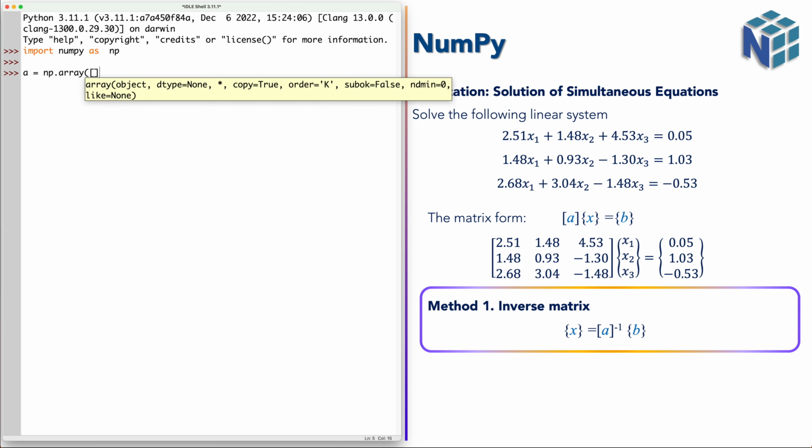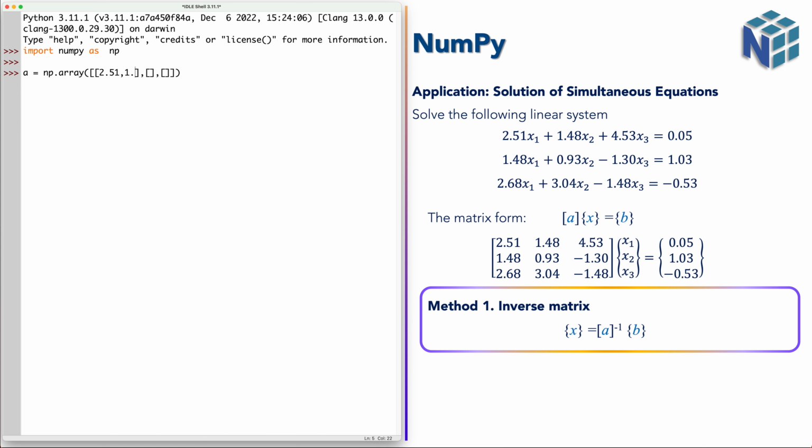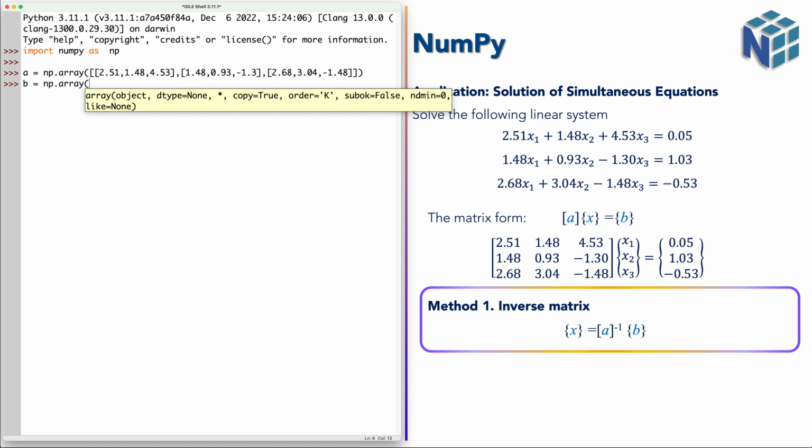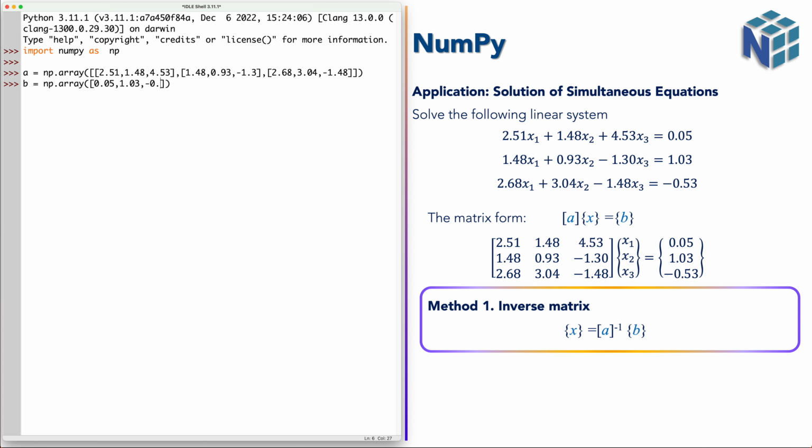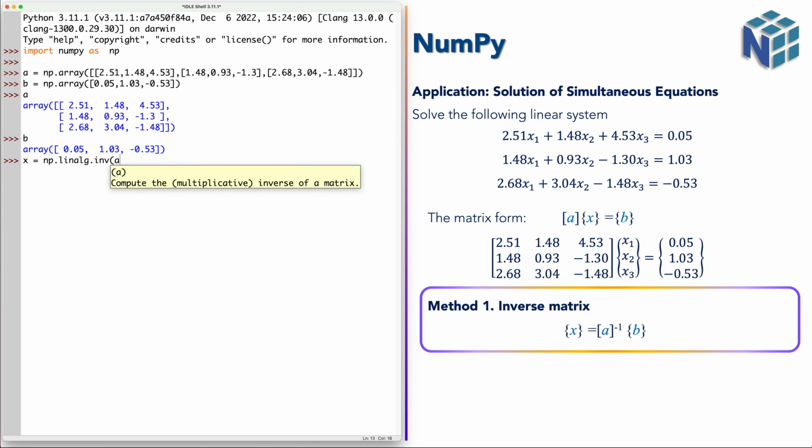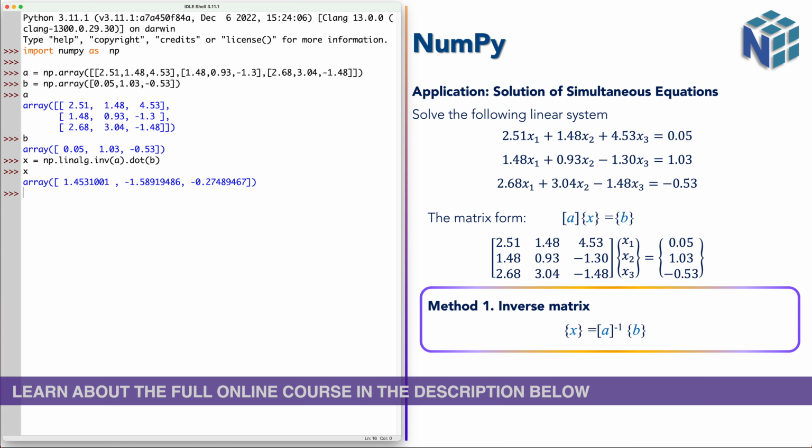So now we have the matrix and the vectors. So we have A and we have B. Now we just write a very simple equation. X equals to... we got the solution.